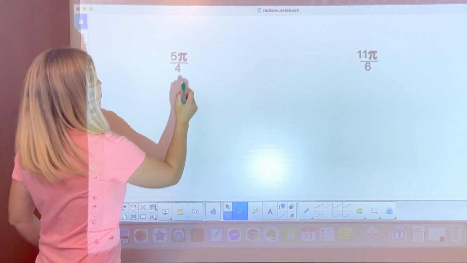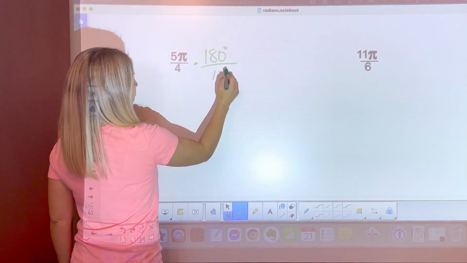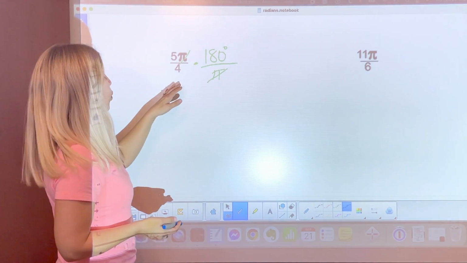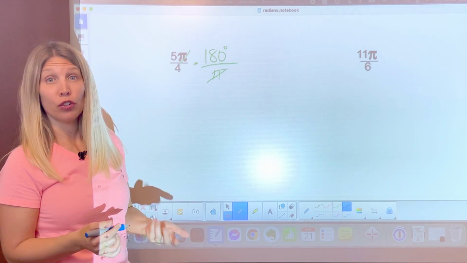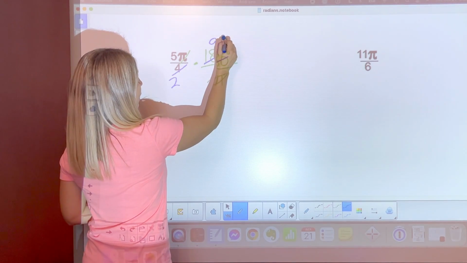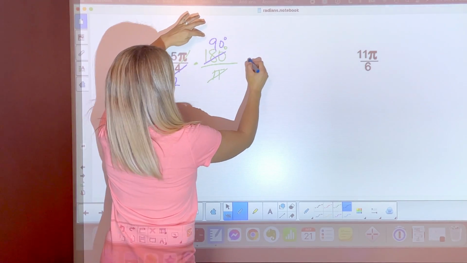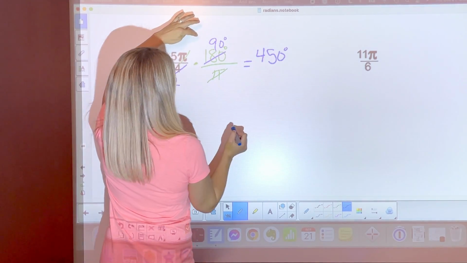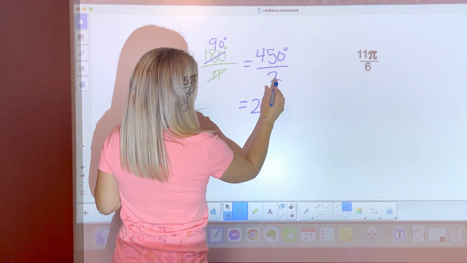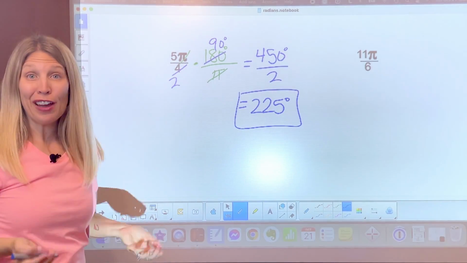Okay, let's try this next one. You want to get down to degrees, so you multiply by 180 degrees over pi. Your pi's will cancel out. Now let's see if there's anything else we can cancel out. Both 4 and 180 have a factor of 2. So 2 goes into 4 twice. 2 goes into 180 90 times. So in the numerator, we have 5 times 90, so 450 degrees, over 2. Now we just divide. 2 goes into 450 225 times. So 225 degrees is 5 pi over 4.